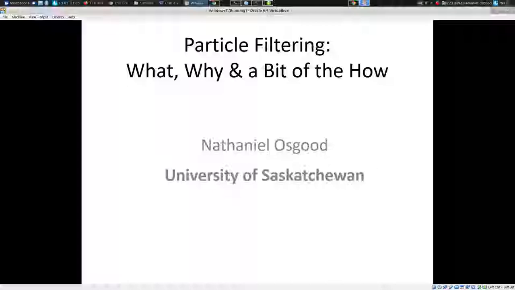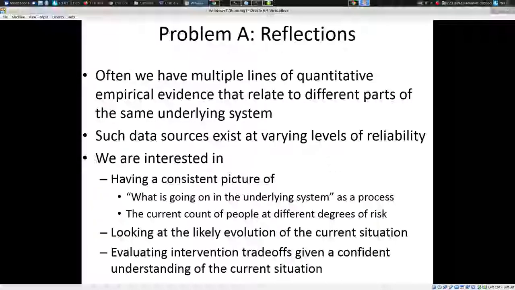I'm going to try to go pretty quickly over the particle filtering motivation, but enough to give you a sense of why we're excited about this technique. So I'm going to approach this from a couple of angles.